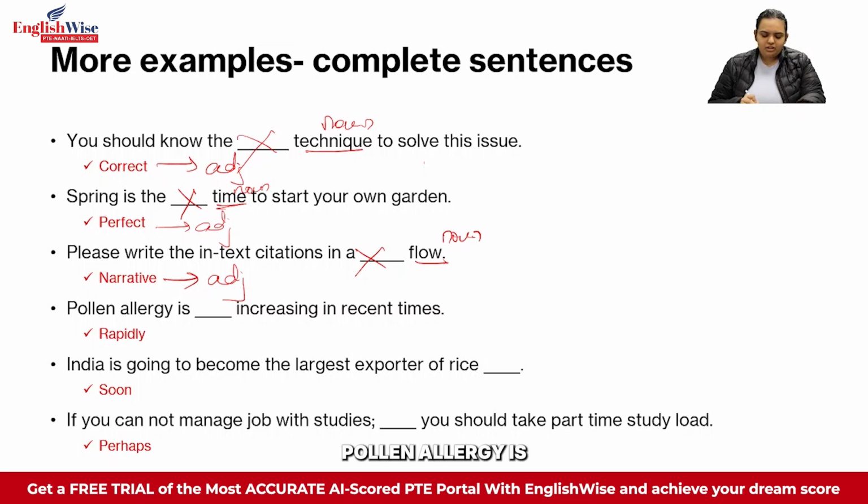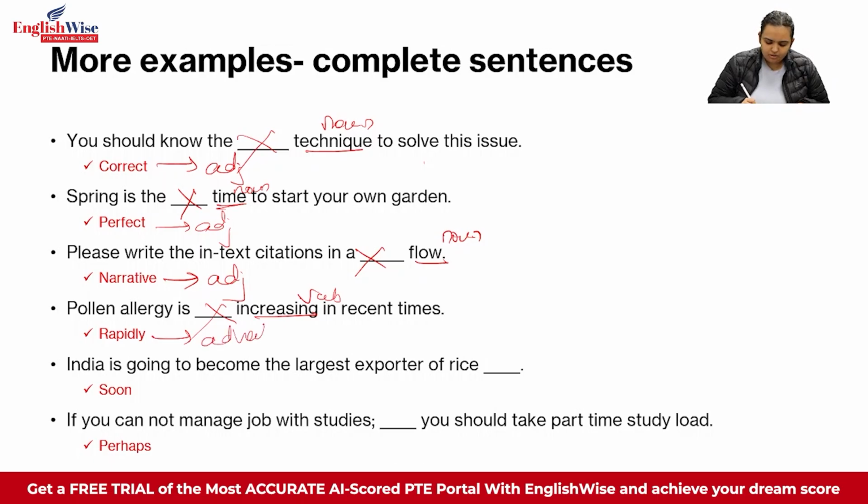Pollen allergy is dash increasing in recent times. Now let us read this sentence without the blank. Pollen allergy is increasing in recent times. This is a complete sentence, guys. Now I'll look at whether an adjective or an adverb is to go there. Again, here it is a verb given to me, okay? That means there is no relation with a noun, so I will be putting an adverb. Okay, so pollen allergy is rapidly increasing in recent times.